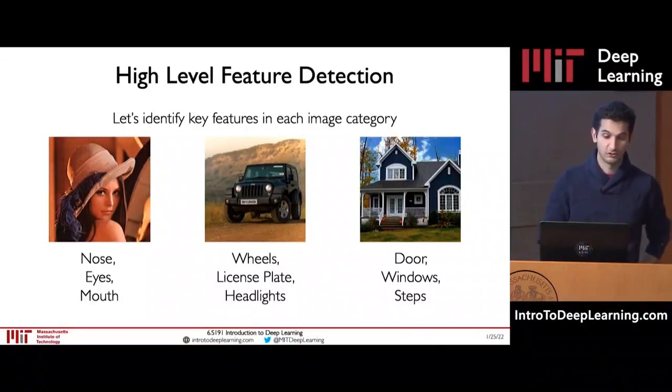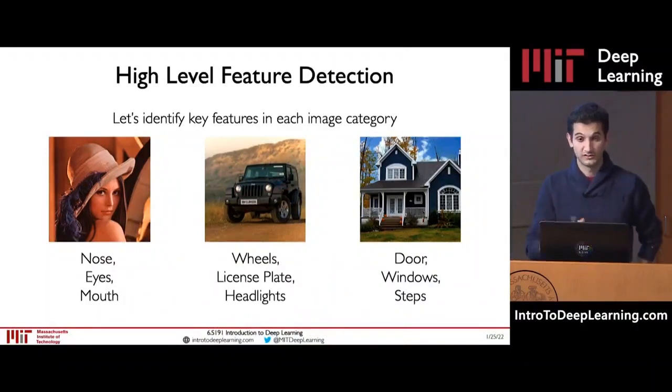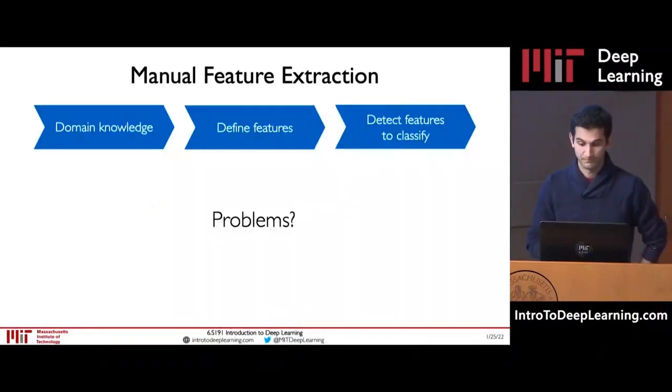So for example, if we want to do facial detection, we might start by first trying to detect noses and eyes and mouths. And if we can detect those types of features, then we can be pretty confident that we're looking at a face. Just like if we want to detect a car, we might look for wheels or license plates or headlights, and those are good indicators that we're looking at a car.